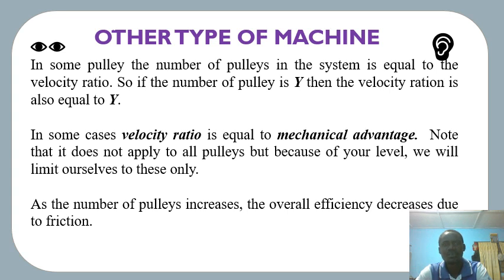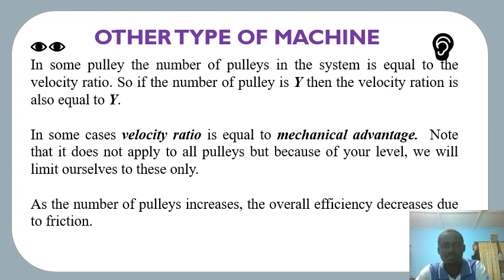In some pulleys, the number of pulleys in the system is equal to the velocity ratio. We are talking about the number of discs, the turns, being equal to the velocity ratio. In some cases, it's not always so. So if the number of pulleys is y, then the velocity ratio will also be what? Equal to y. In some cases too, the velocity ratio is equal to the mechanical advantage, but we will limit ourselves to only this side. Those who do elective physics go into detail.